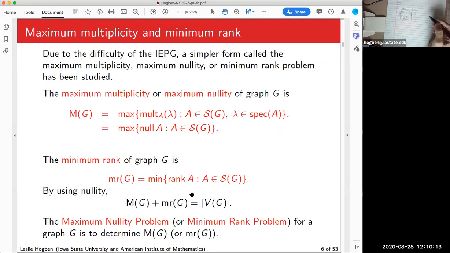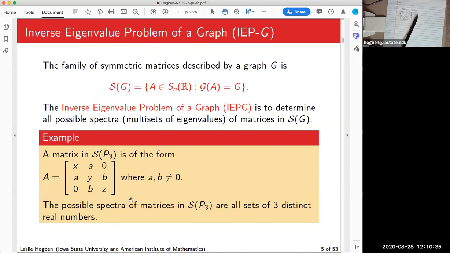And so, on this slide, you see we identify M of G as the maximum multiplicity, or the maximum nullity. So in the example that I just showed you in the previous slide, we argued that the rank here of this matrix must always be at least 2.